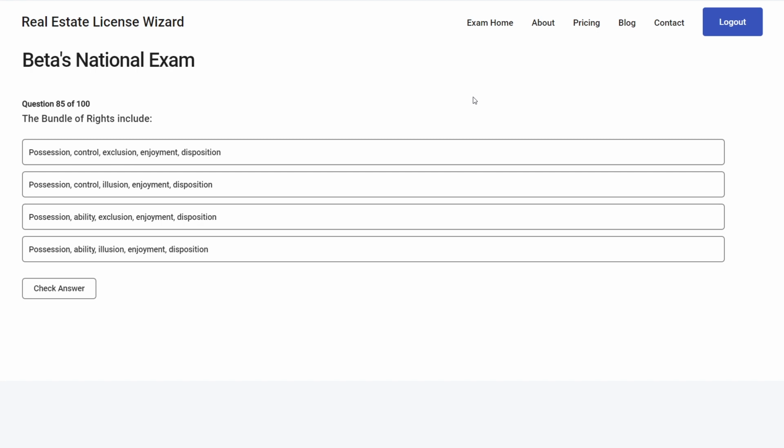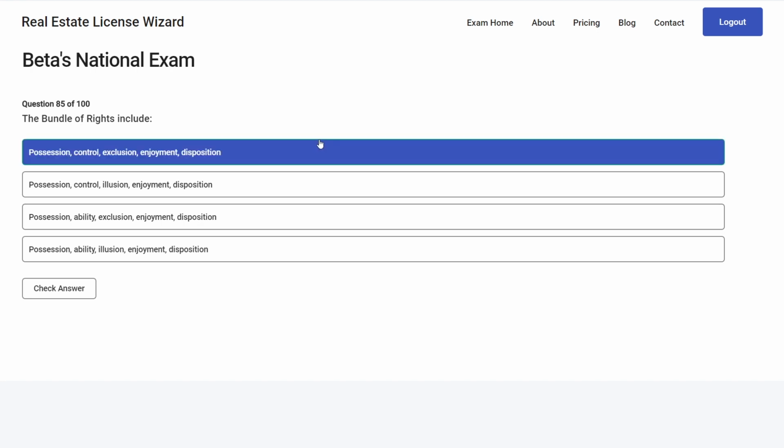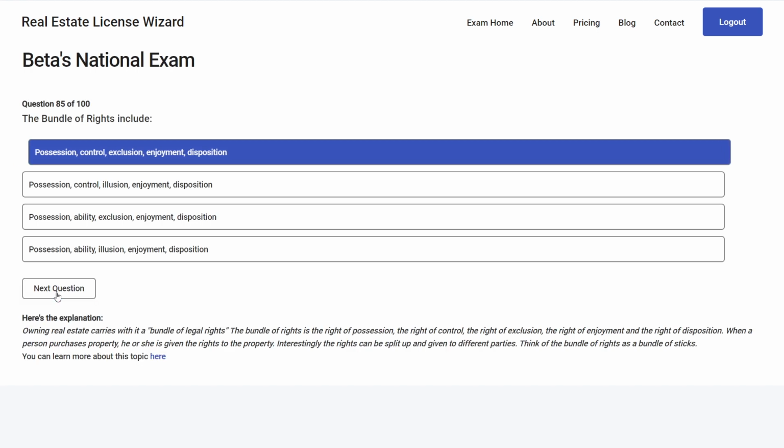Okay. Did you guys figure it out? The correct answer for this one is the first option. It's possession, control, exclusion, enjoyment, and disposition. So pretty much, if you guys didn't know already, owning real estate carries with it a bundle of rights. It's like a bundle of sticks. You can give each stick away if you really want to, or you can lease it, things like that. But that's pretty much all you need to know about the bundle of rights. But you do need to know what they are and what they include. So that's it for that one.